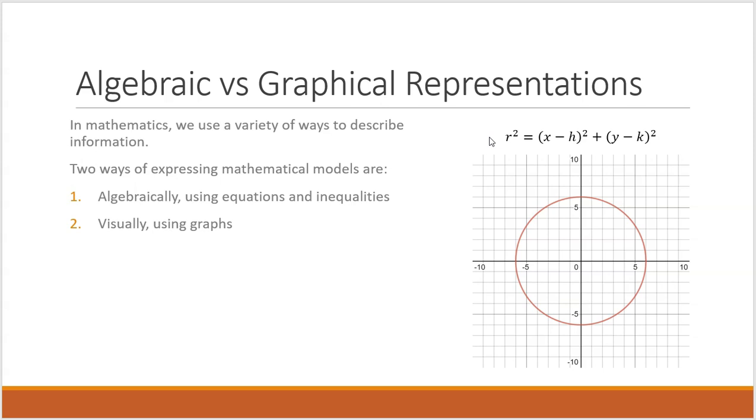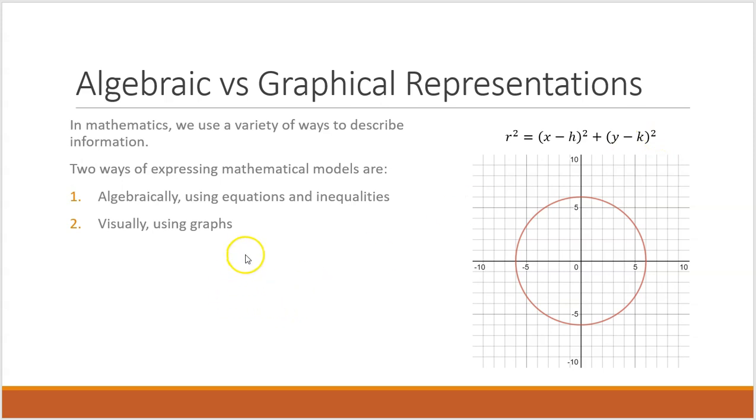Now, if we go underneath the equation, what we can see on this Cartesian plane is a circle. And the reason there is a circle is because this circle actually relates to this algebraic mathematical model. So what we've got here are an algebraic equation and a graph, and these two items are actually one and the same. However, they're displayed in two different ways.